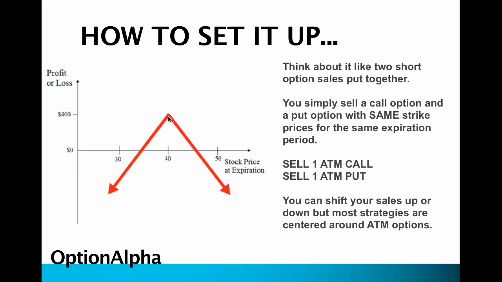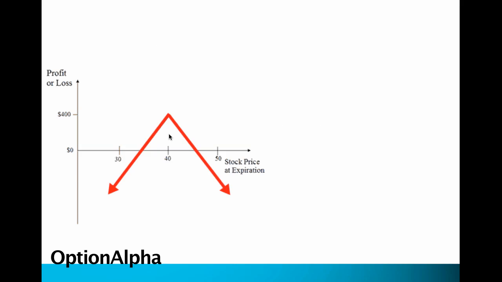Now, to learn more about option payoff diagrams, just watch one of our other video tutorials. Now you can shift your strikes up or down, but most strategies are centered at the money. Like you can shift these strategies to the right or to the left. You can shift them up towards 50 or down towards 30. But really, if you want the stock to trade virtually flat or no movement at all, you're going to center it right around where the stock is trading right now. That's going to be your biggest area of profit potential.